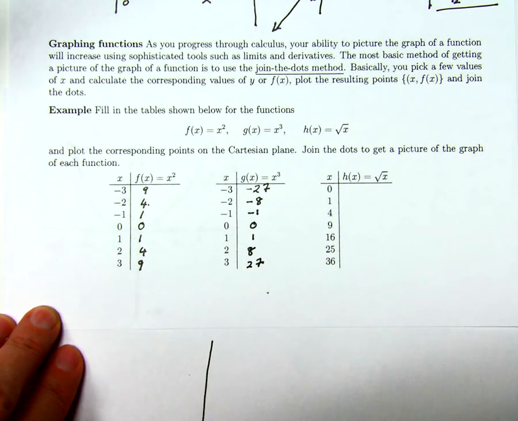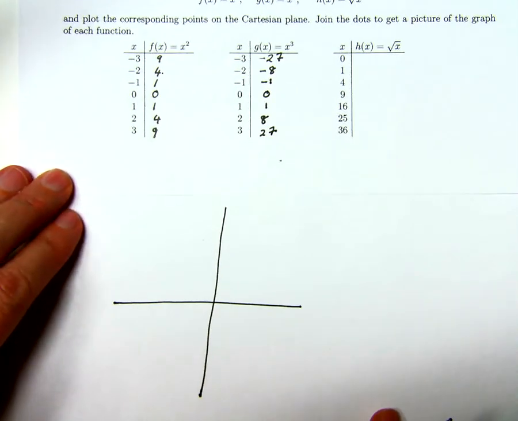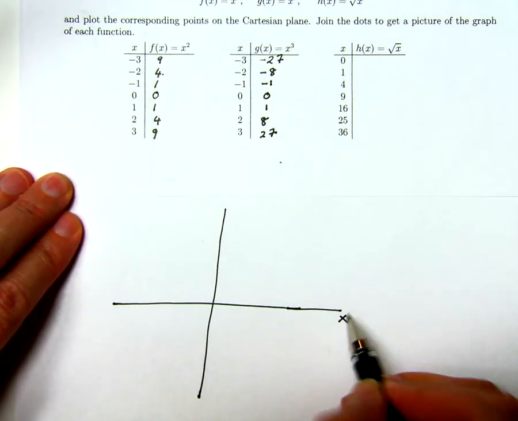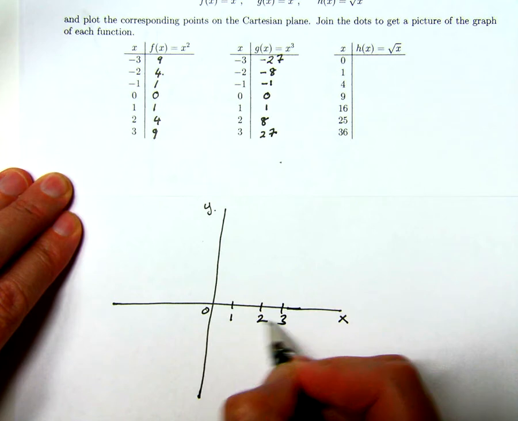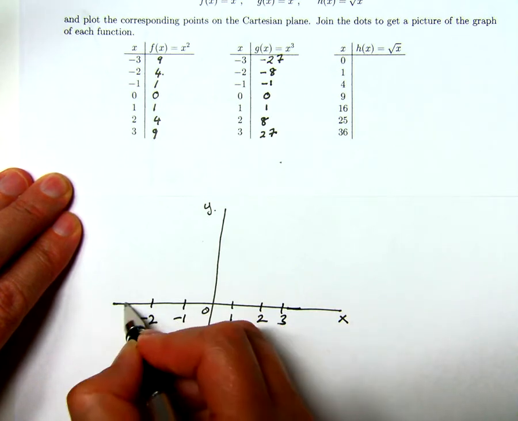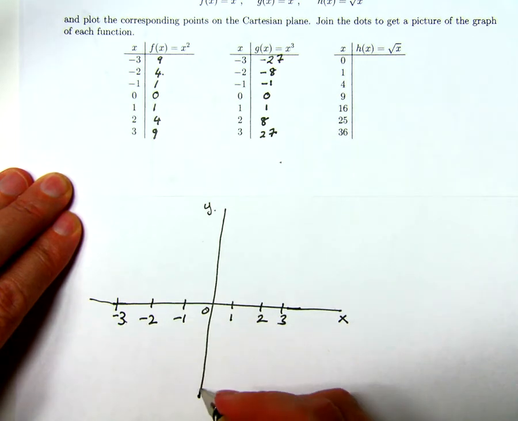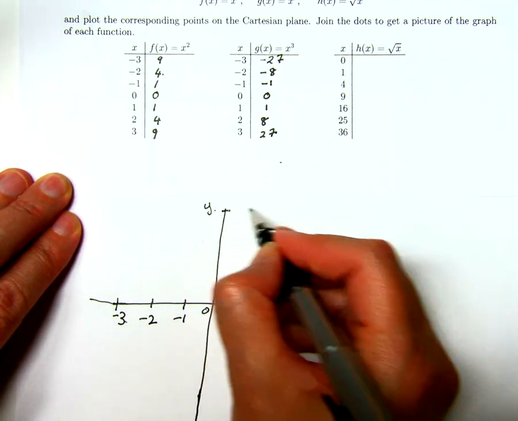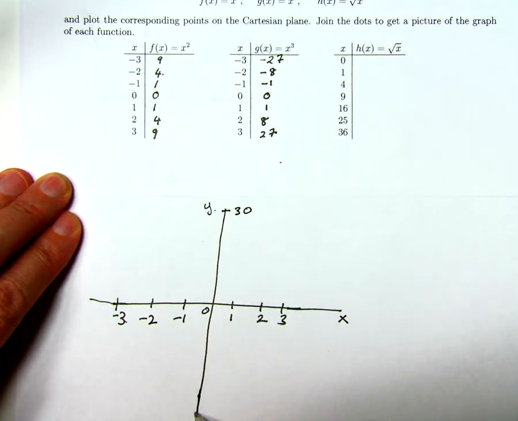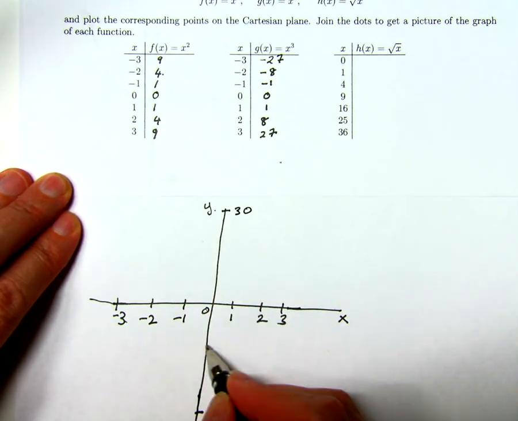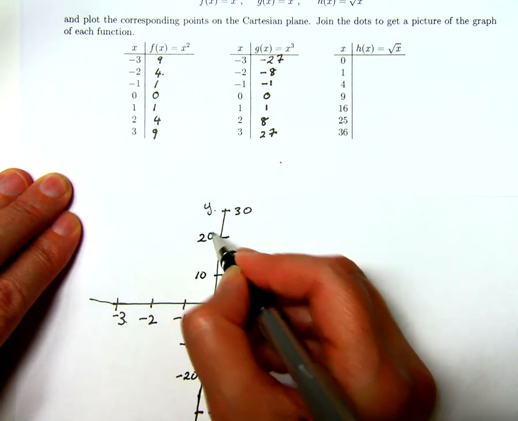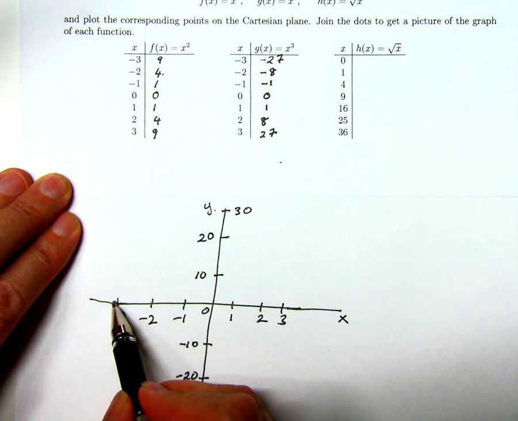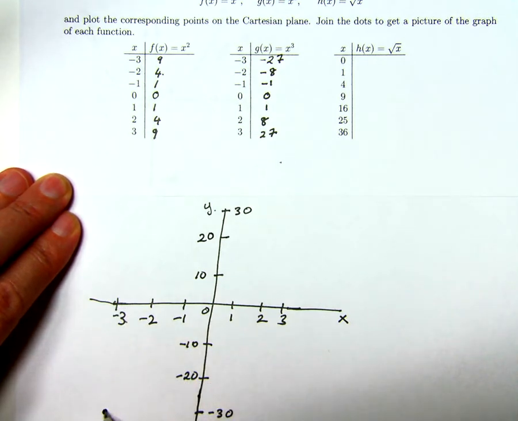So the picture of our graph here, the picture we get: 0 here, 1, 2, 3, minus 1, minus 2, minus 3, and we ought to let this y-axis run from, say, minus 30 to 30. And we'll just have increments of 10. And our first point is negative 3, negative 27. So it's down about here.